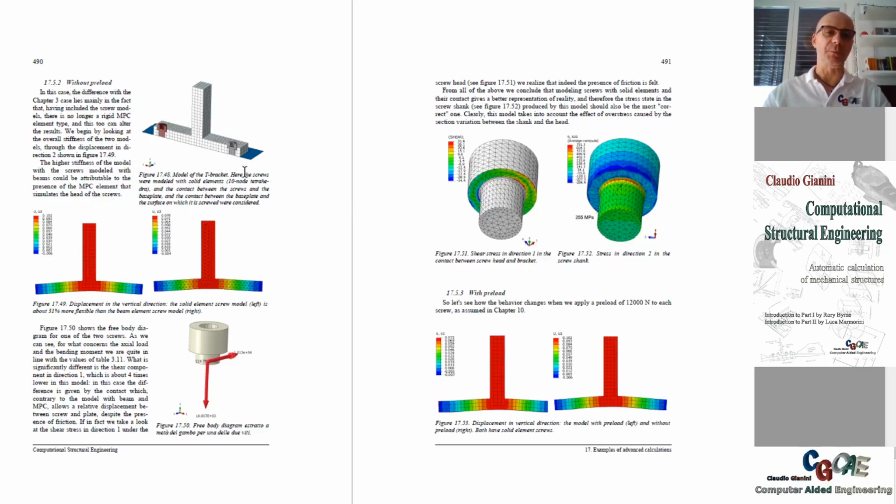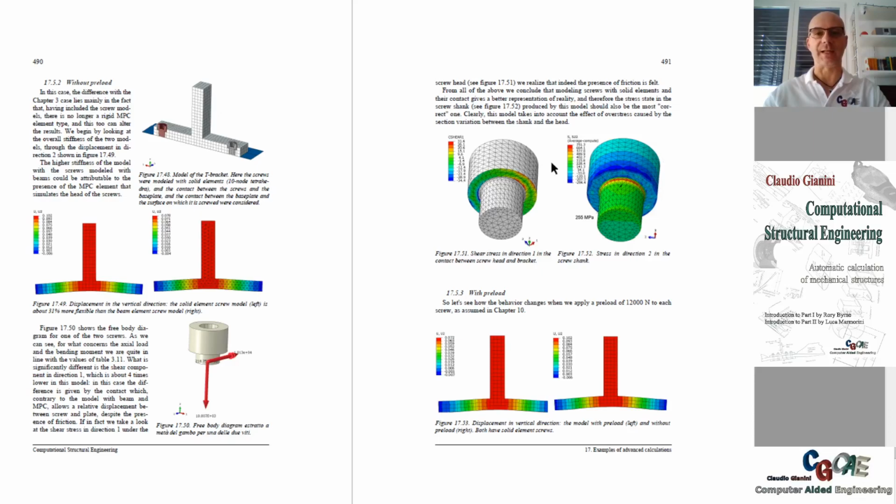Then we switch back to the example which has already been shown in chapters 3 and 10, and now here it's calculated in its complexity, in its totality. So we model the part where the bracket is pressed onto, and we model the bolts with solid elements, which means that we have to model the contact between the bolt and the bracket and the plane, of course, and we can also consider the preload.